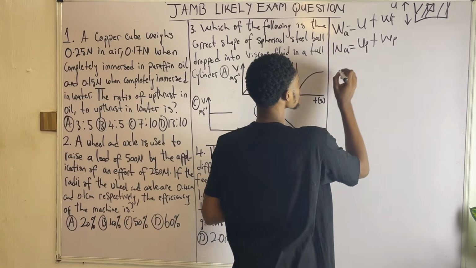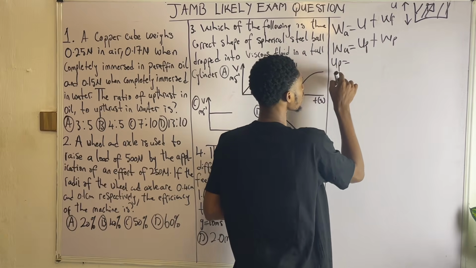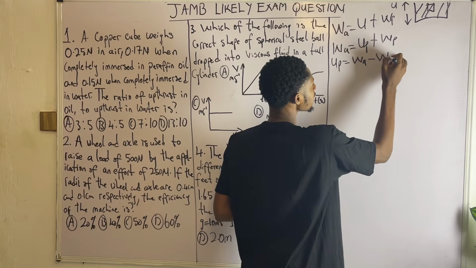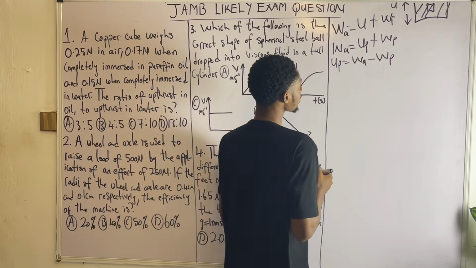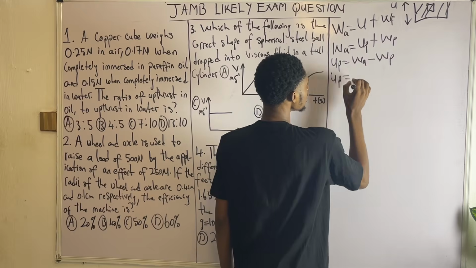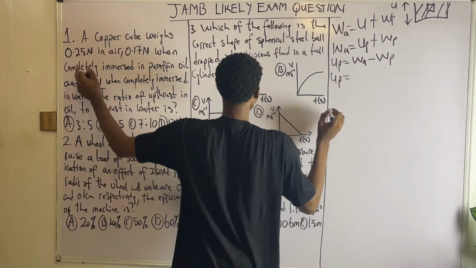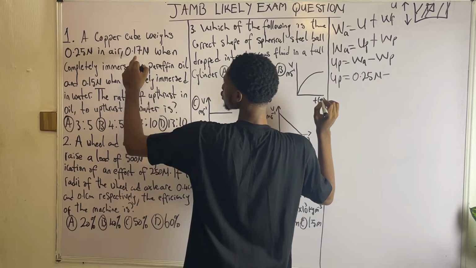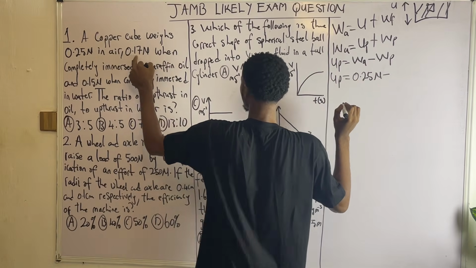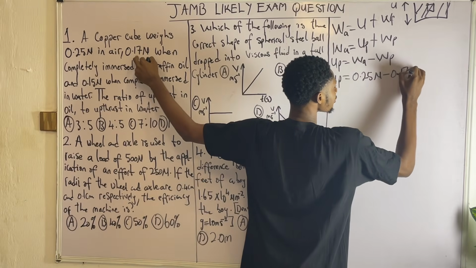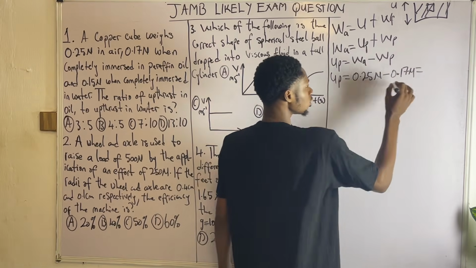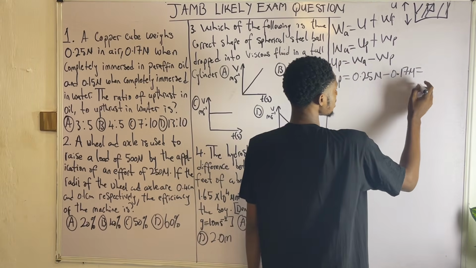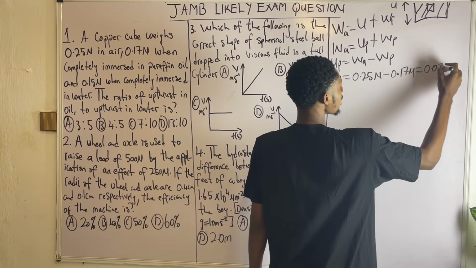Hence, the upthrust in paraffin oil will be equal to the weight in air minus the weight in paraffin oil. What is the weight in air? The weight in air was given as 0.25 Newtons, minus the weight when completely immersed in paraffin oil, 0.17 Newtons. And that is equal to: we borrow one here, it becomes 15. 15 minus 7, that's 8. So we're left with 0.08 Newtons.